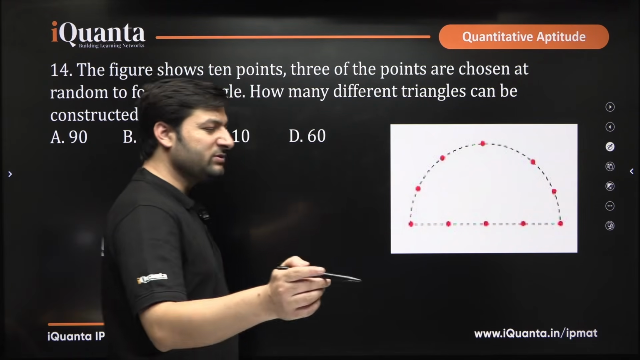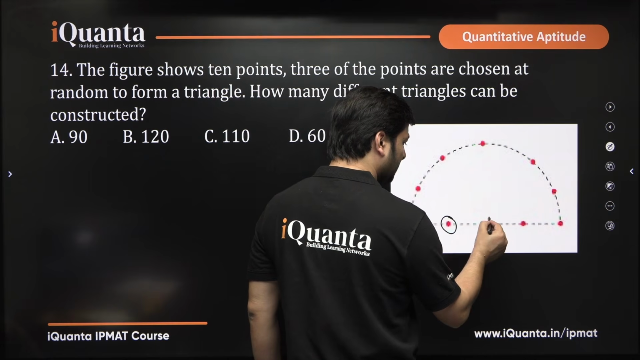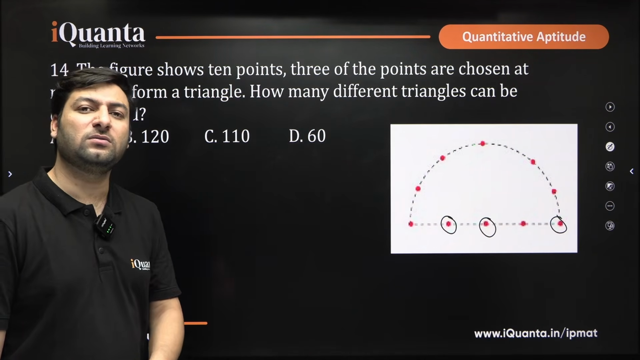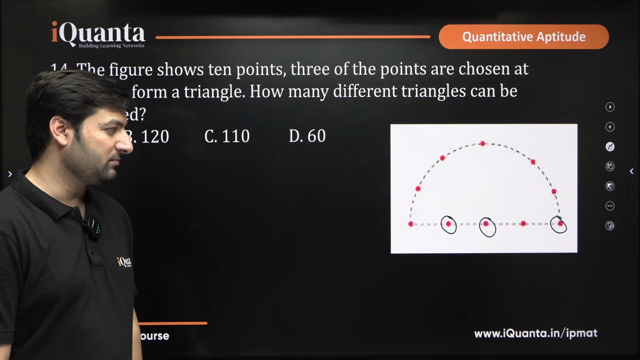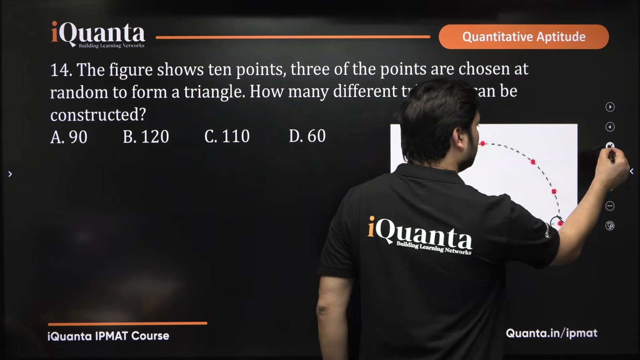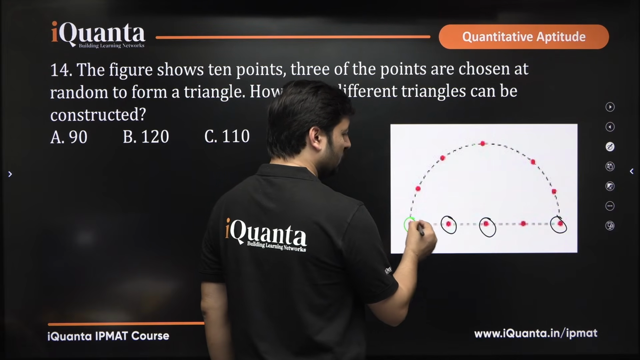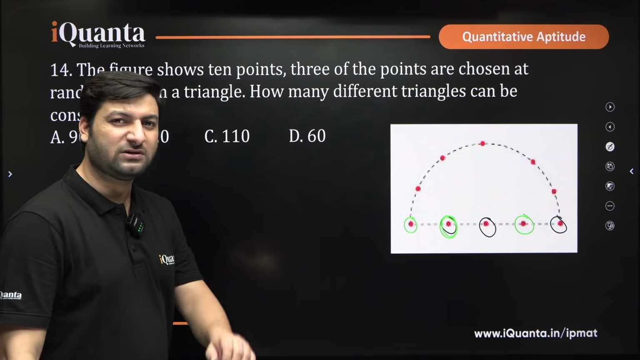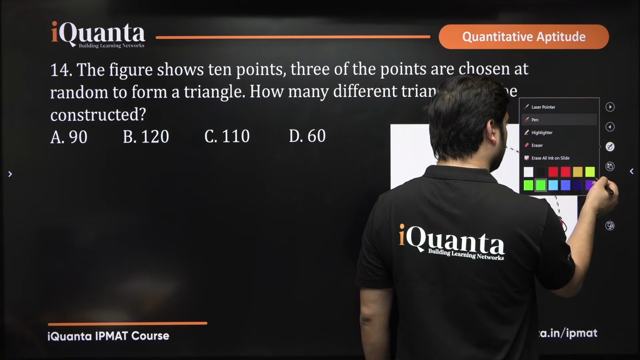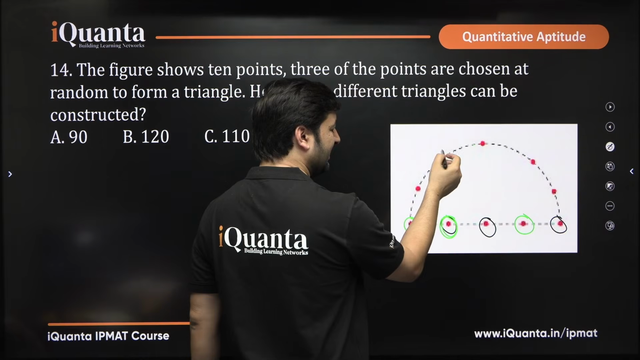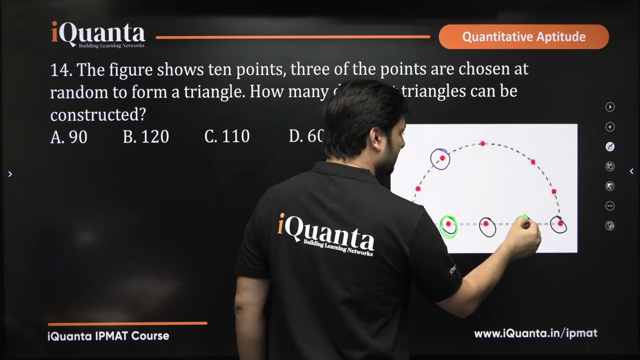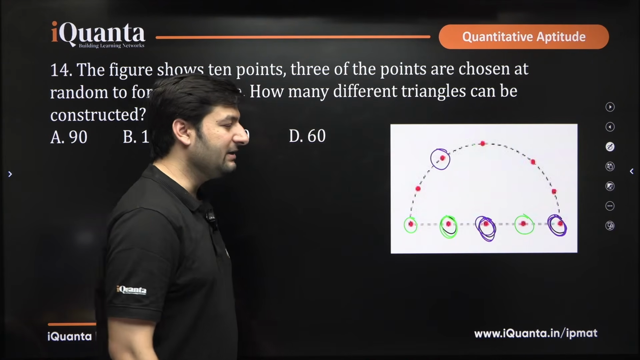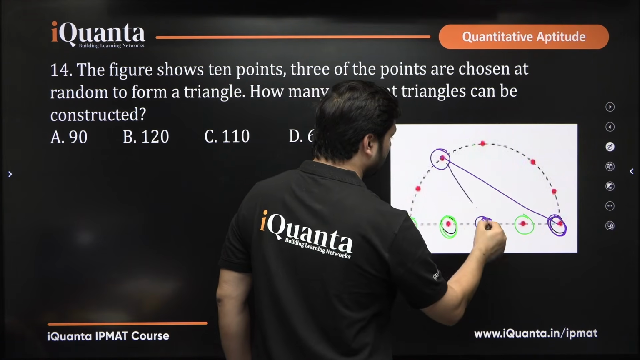Now, if you choose any 3 collinear points by mistake, do you think that they will form a triangle? No. Collinear points never form a triangle if they are chosen. If you take these 3 green points, will they ever form a triangle? No. But suppose I change the color to purple and choose this point, this point and this point. Will they form a triangle? Yes. Connect them, you will be able to see a triangle.